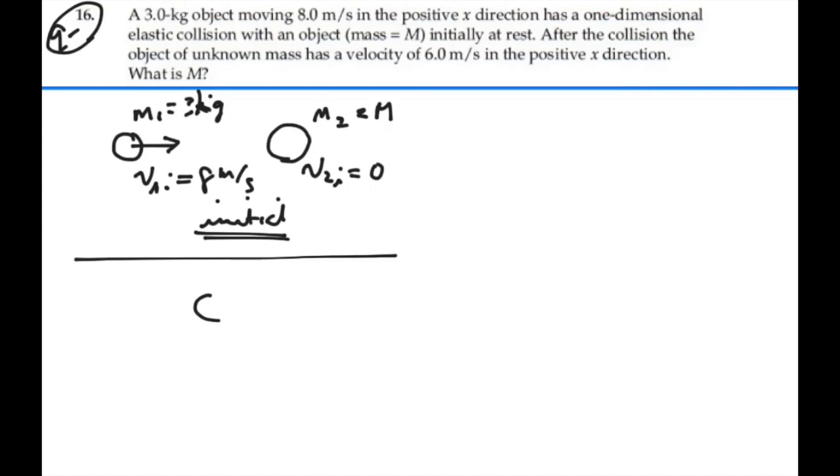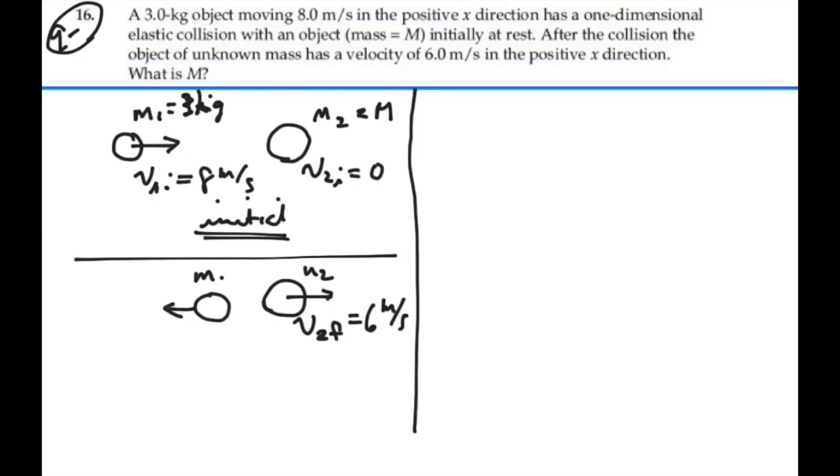Afterwards, mass 1 is probably rebounding this way, and we know that mass 2 is moving with a final velocity of 6 meters per second, positive in the x direction. So we know what mass 1 is. We don't know mass 2. Mass 1 is 3 kilograms. We know the initial velocity of mass 1. We know the initial velocity of mass 2. And it is an elastic collision.